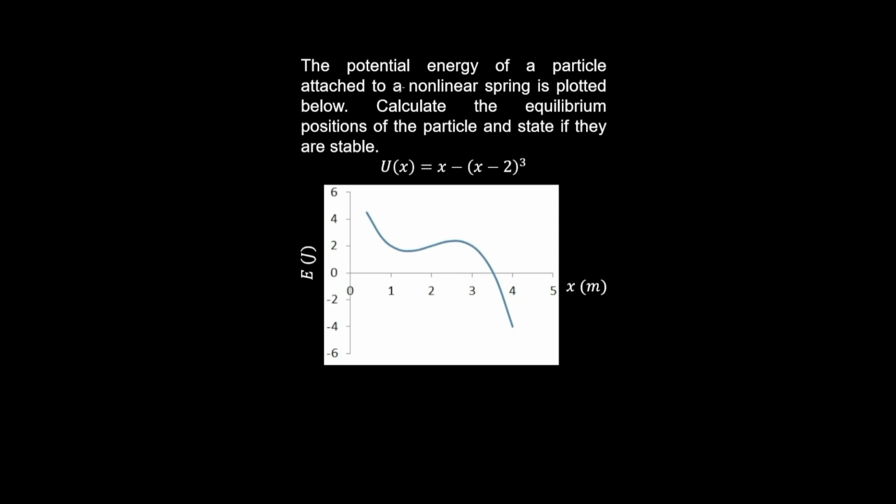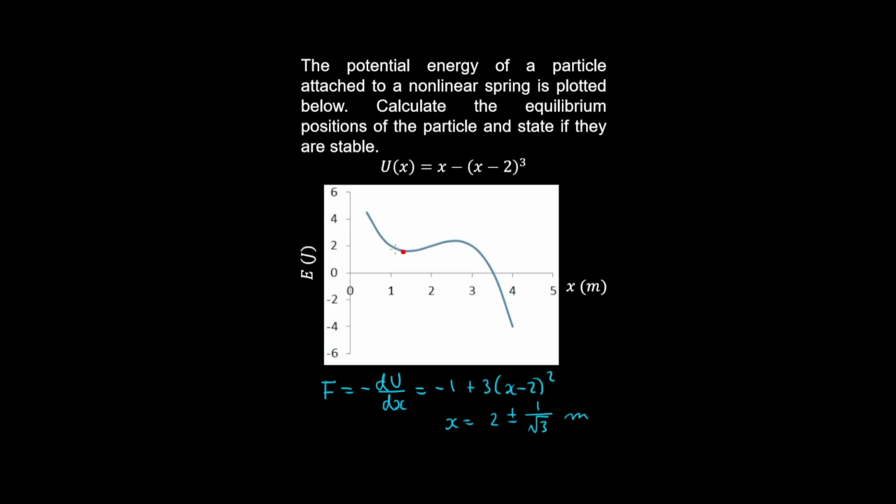The potential energy of a particle attached to a nonlinear spring is plotted below, and we're asked to calculate the equilibrium positions of the particle and state if they are stable. So we know that the force is minus the slope of the potential energy curve, which is equal to minus 1 plus 3 times x minus 2 squared. And if you set the force to 0, you're going to get two solutions to this equation. And that's going to give you the equilibrium points, which are at x is equal to 2 plus or minus 1 on root 3 meters.